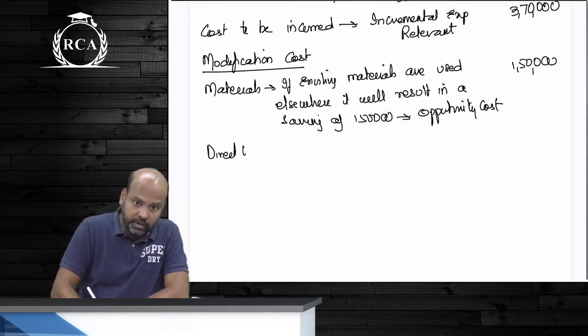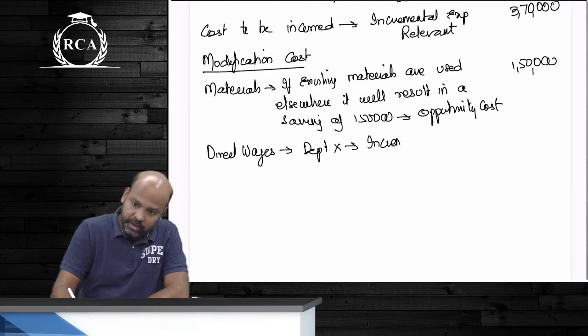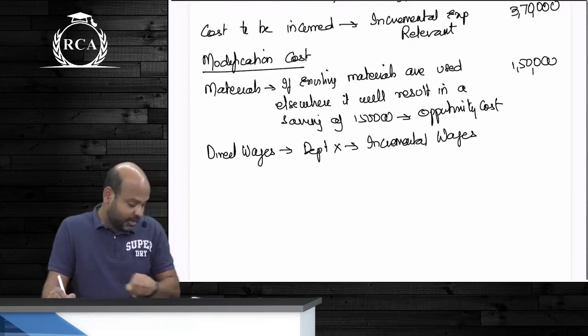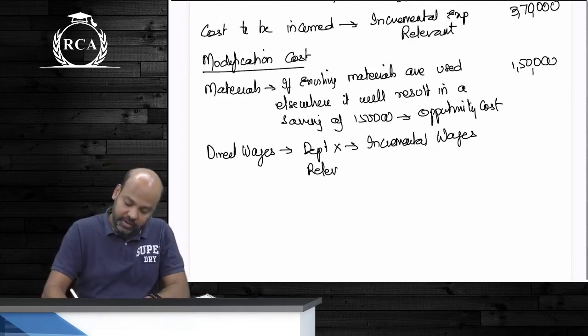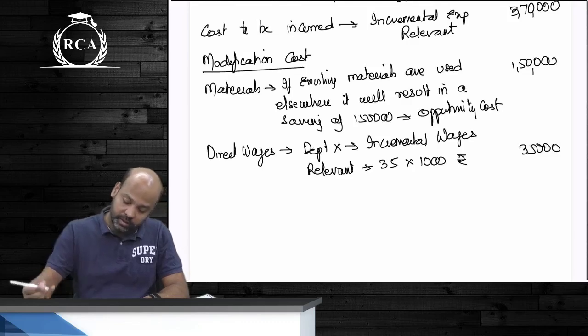Direct wages, department X, incremental wages, relevant. Incremental wages and hence relevant. How much? 35 multiplied by 1000, 35,000.